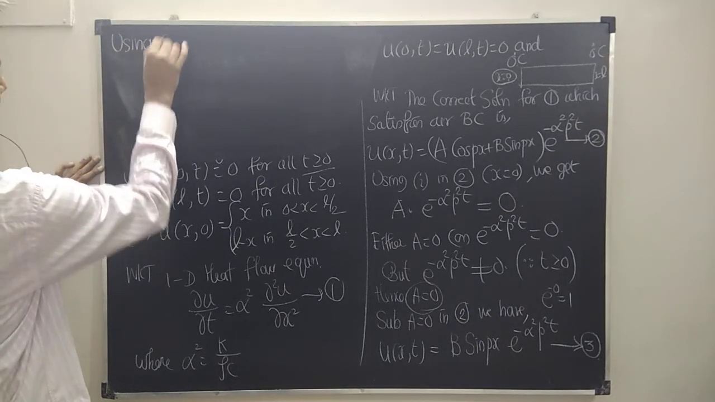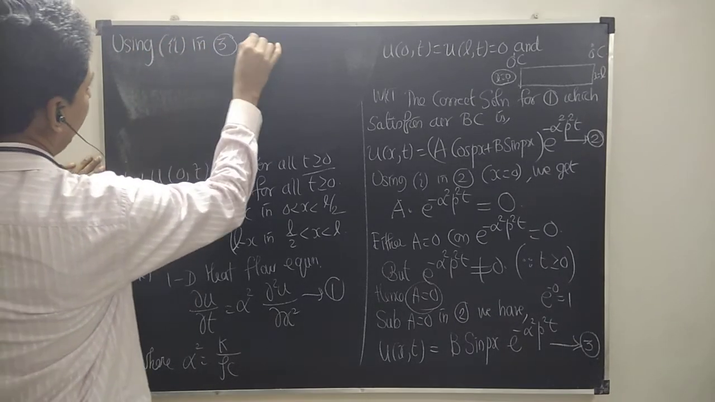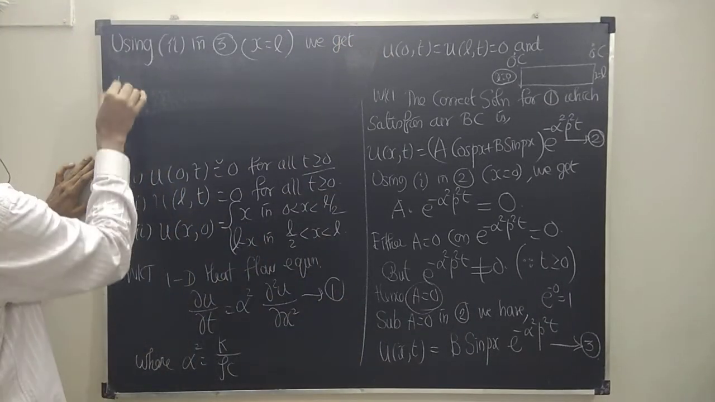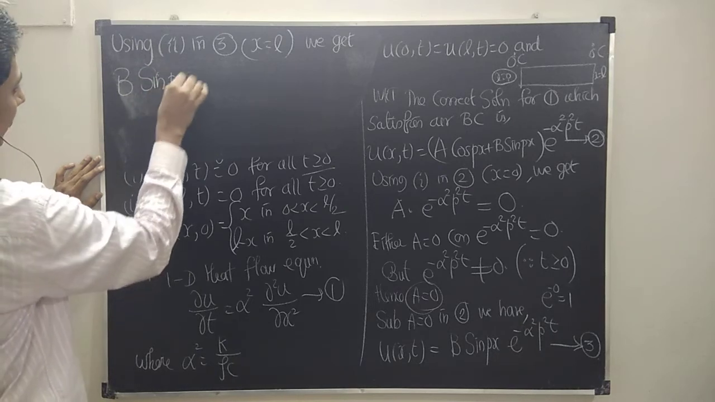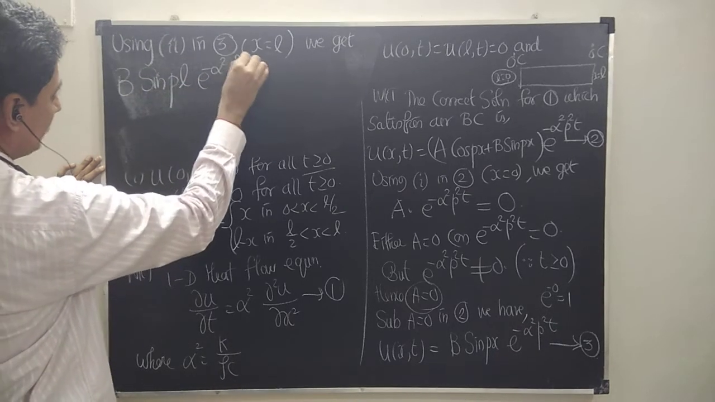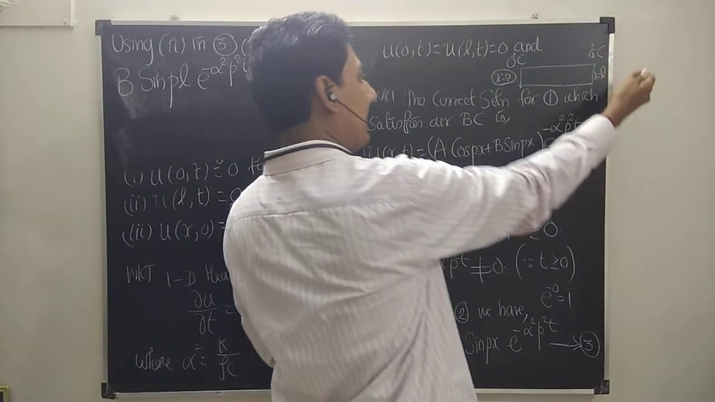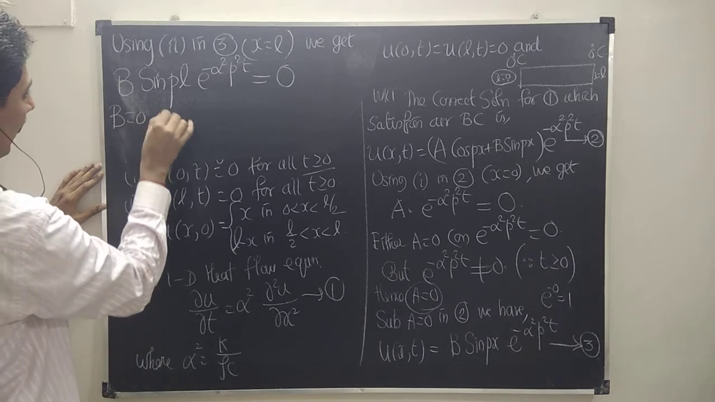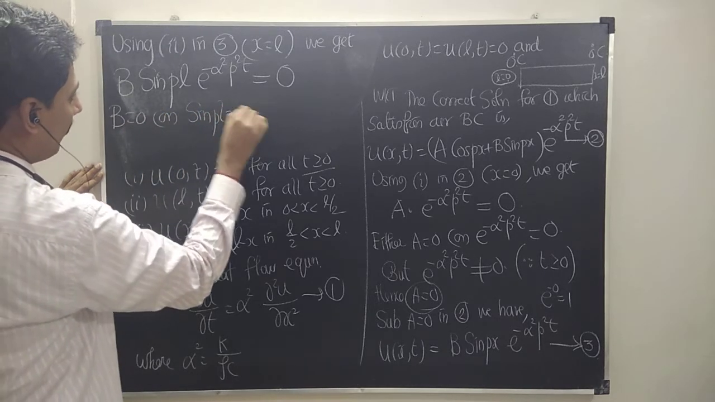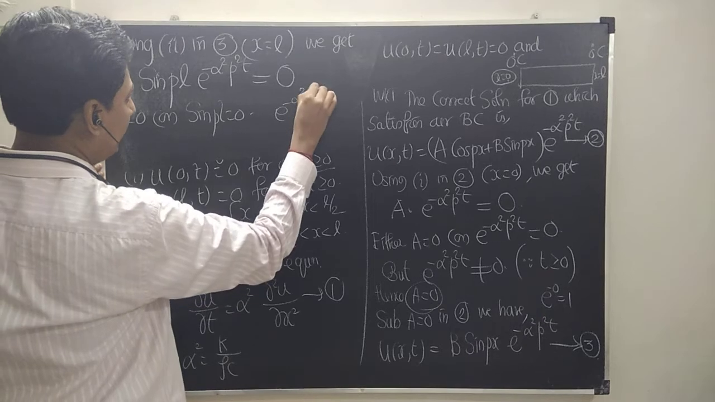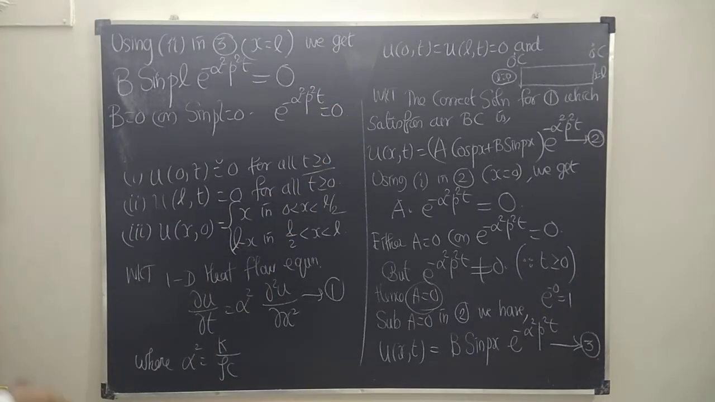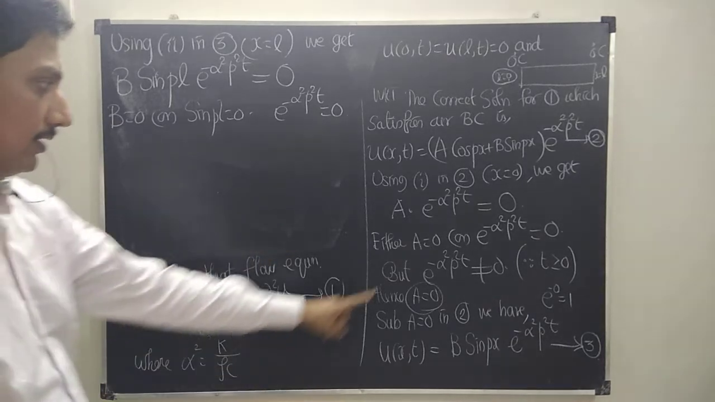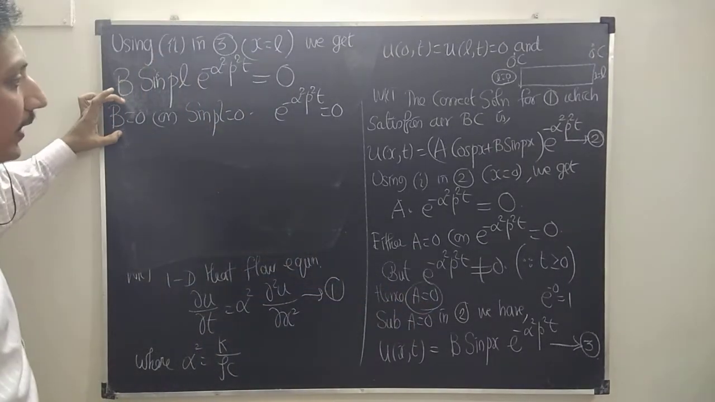So using condition number 2 in equation number 3, by putting x equal to L, the left hand side is b sin pL e power minus alpha squared p squared t is equal to, what is the temperature at the right end when x equal to L? 0. It means that either b equal to 0 or sin pL equal to 0 or e power minus alpha squared p squared t equal to 0. You see, in the first condition, I found that a equal to 0, isn't it? Now, if b is also 0, what happened?